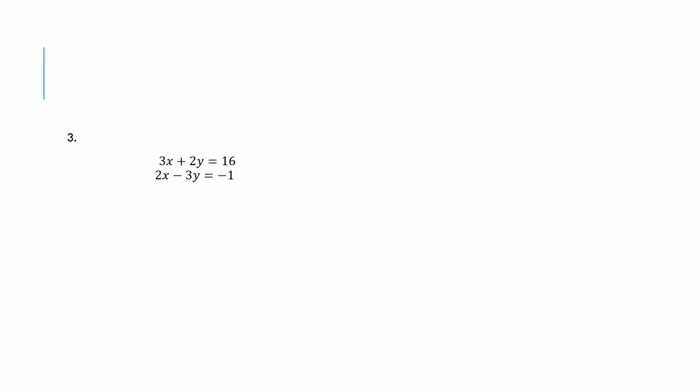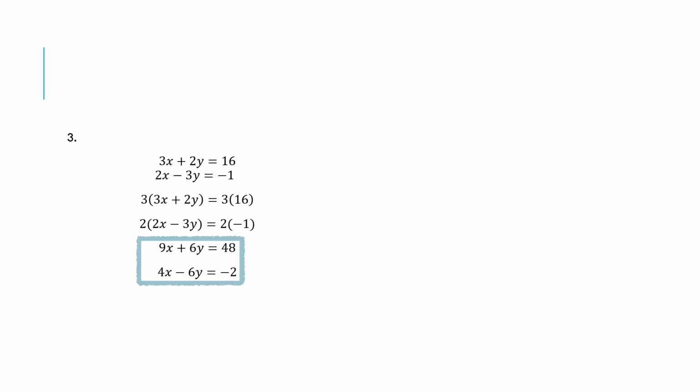Step 1. Let's make the multipliers match by multiplying each or any equation so that either x or y will cancel out when we add them together. Multiply equation 1 by 3, 3x plus 2y equals 3 times 16. Expand, 9x plus 6y equals 48. Multiply equation 2 by 2, 2x minus 3y equals 2 times minus 1. Expand, 4x minus 6y equals minus 2.